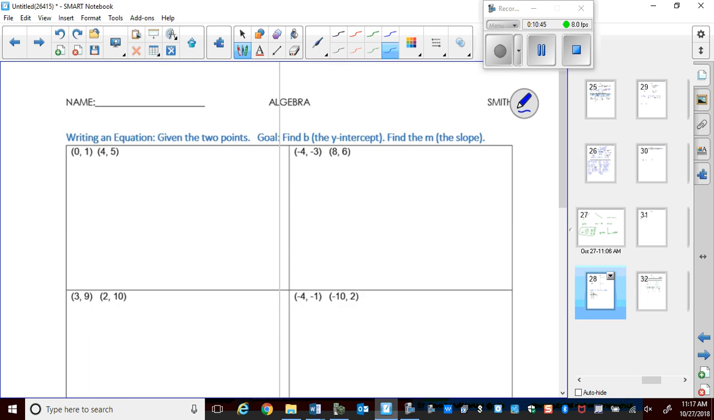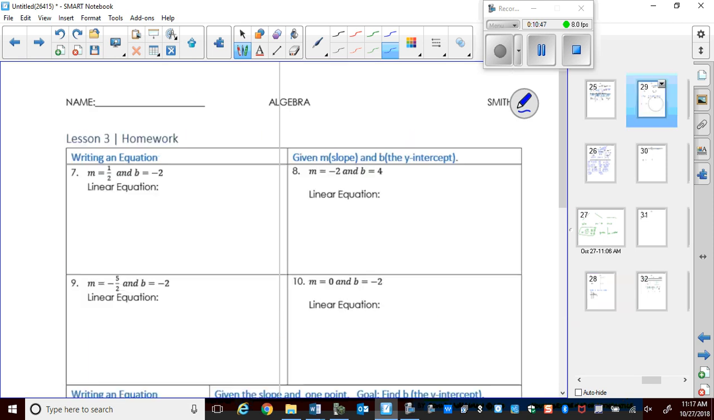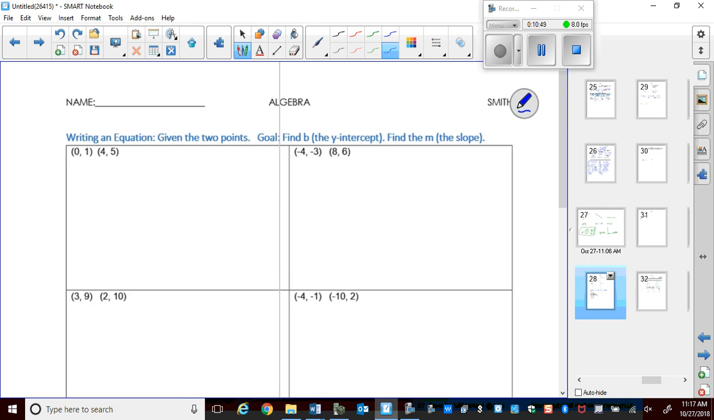Now, writing an equation given 2 points. Now, if I'm given 2 points, my goal is to find b, the y-intercept. So remember that b equals y minus mx. But you also have to find the slope given the 2 points. So the slope formula is y2 minus y1 divided by x2 minus x1. Okay? So a couple things we need to do here.